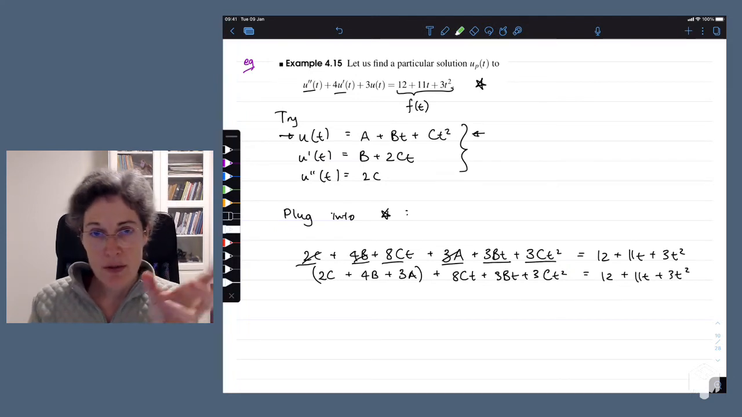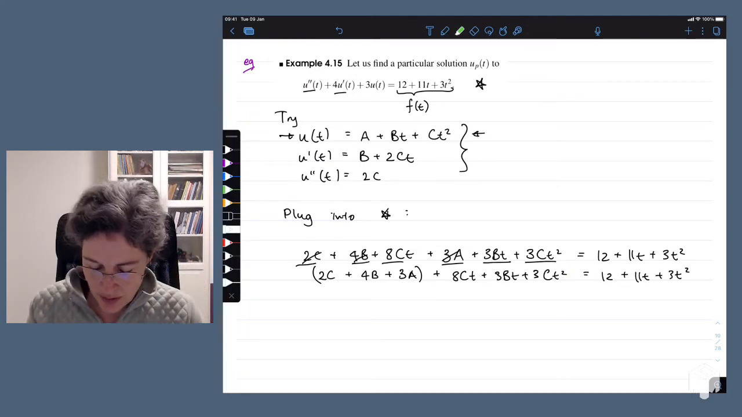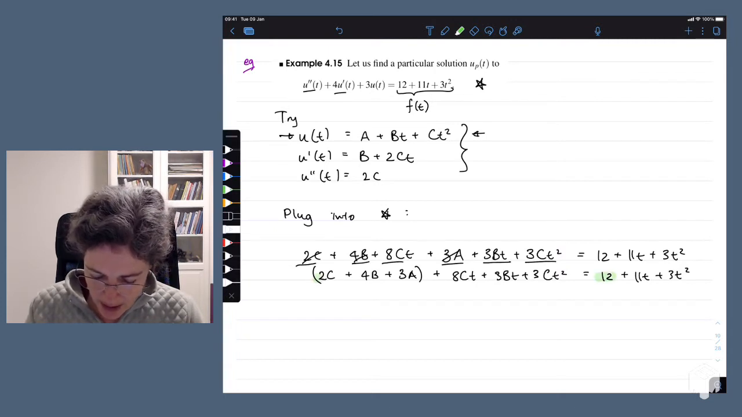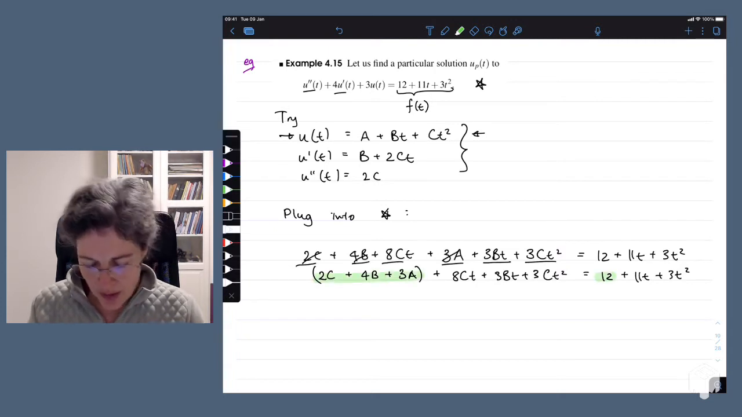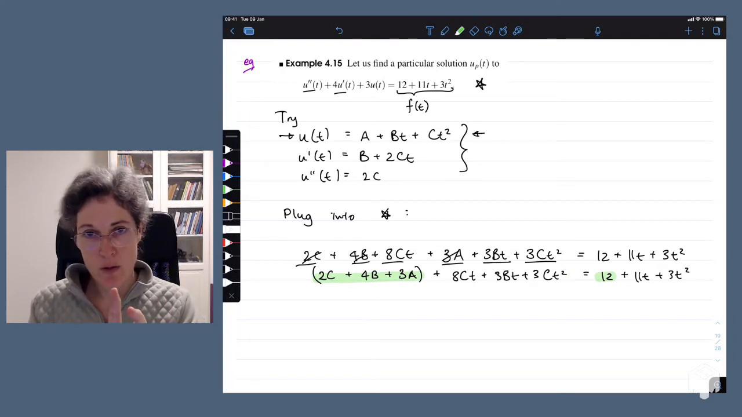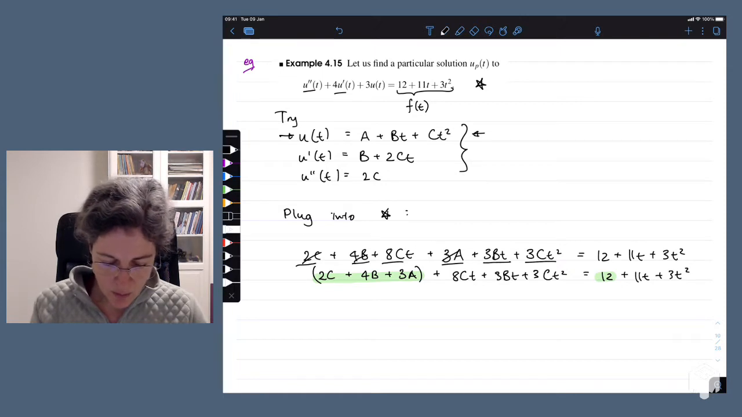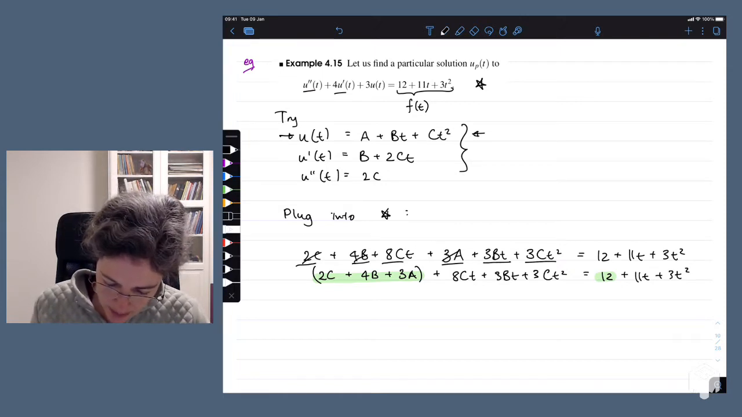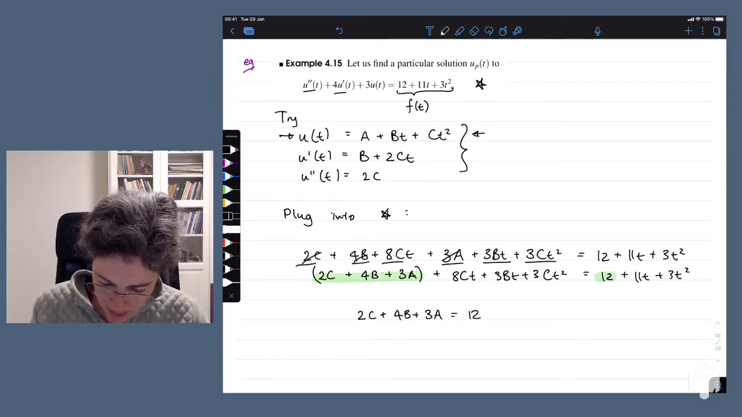So if we look at the left and right hand sides of this equation, we can see that our constant term, our 12, must be equal to our 2c plus 4b plus 3a, because the other terms on the left hand side all have t's in them. So we end up with an equation that says 2c plus 4b plus 3a is equal to 12.